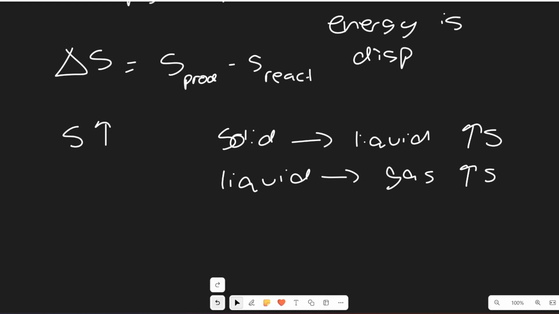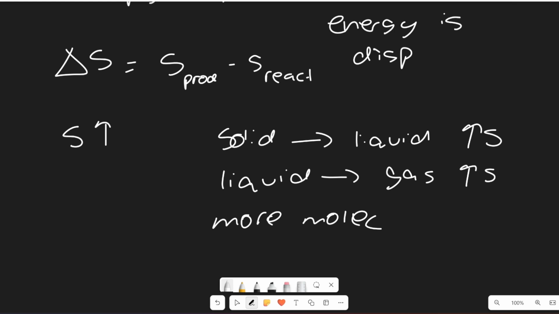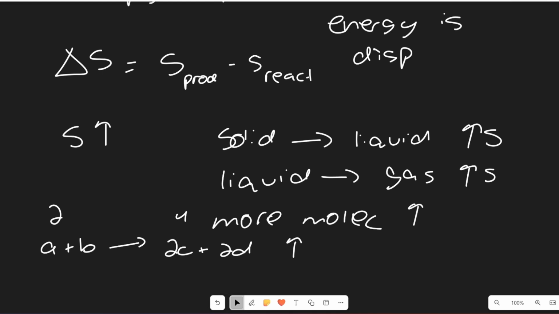Also, another way that entropy can increase would be if you have more molecules in the products than you did in the reactants. For example, if we have a reaction like A plus B goes to, let's say, 2C plus 2D. Well, on this side we have 2 molecules, on this side we have 4 molecules. Therefore, our entropy is going to increase.